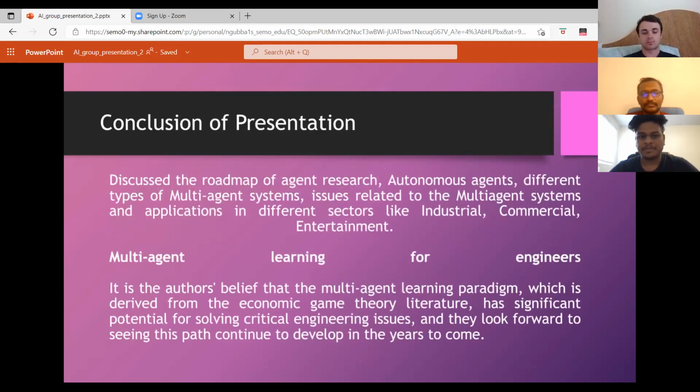So this is the conclusion of our presentation. In the roadmap of agent research, we have discussed autonomous agents, different types of multi-agent systems, issues related to multi-agent systems, and applications in different sectors like industrial, commercial, entertainment, and medical. In multi-agent learning for engineers, the authors believe that the multi-agent learning paradigm, which is derived from the economic game theory literature, has significant potential in solving critical engineering issues, and they look forward to seeing this path continue to develop in years to come.